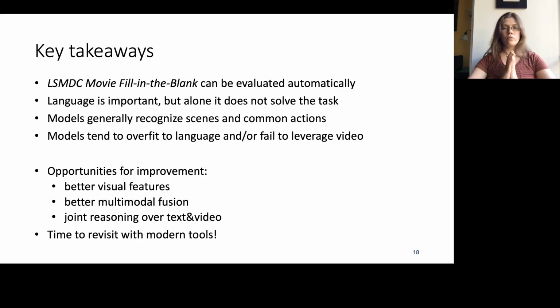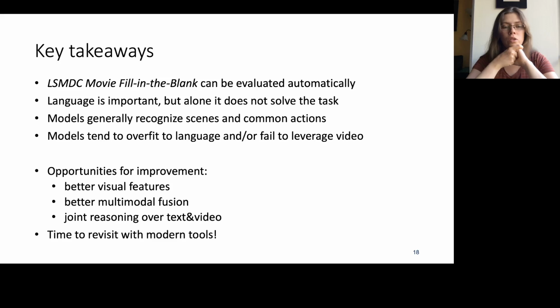So some of the takeaways: the movie fill in the blank is a task which requires understanding of text and video, which can be automatically evaluated. Language is important, but video really is necessary as shown by human performance. The models that we had about 2 years ago do fairly well on scenes and common actions, but then they overfit to language. They don't really exploit visual features as they should.